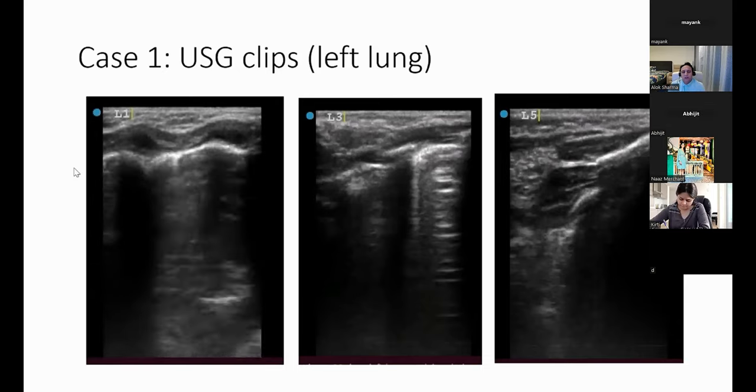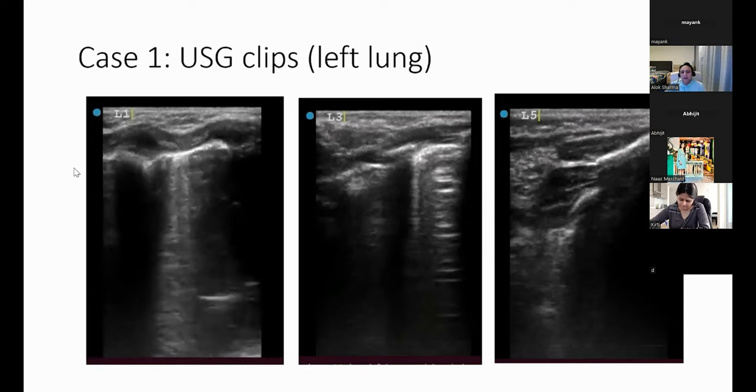The other thing that I would recommend is that your images are a little bit grainy. Now, every ultrasound machine basically has what is called a soft or sharp mode.